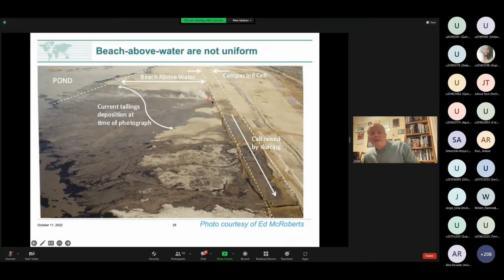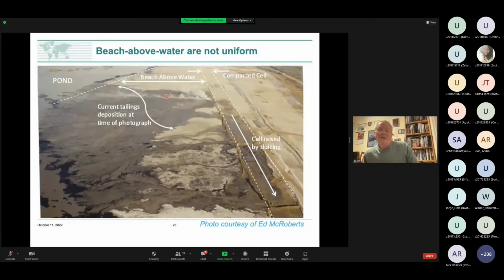You can see over here a discharge then into current deposition at beach above water, and there's the tailings pond over here. What I'd like you to notice is this isn't quite the regular simple pink line that they have on their actual cross section. We'll come to that. But that's what it looked like at the time on the deposition. I'm sure you've seen similar in other tailings impoundments.